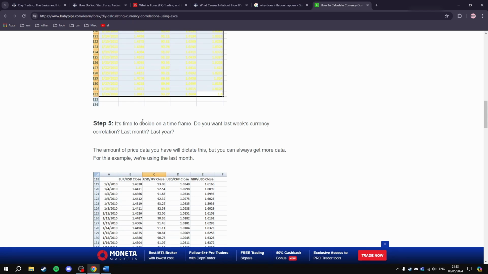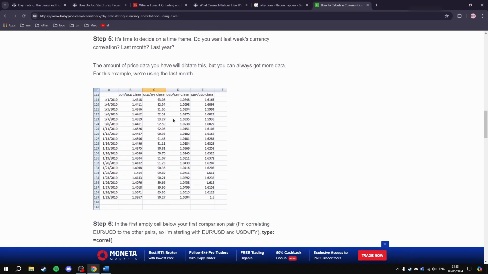Step 5, it's time to decide on the time frame. Do you want last week's currency correlation, last month, last year? The amount of price data you have will dictate this, but you can always get more data. For this example, we're using the last month.